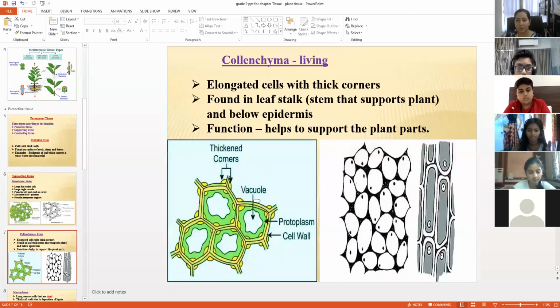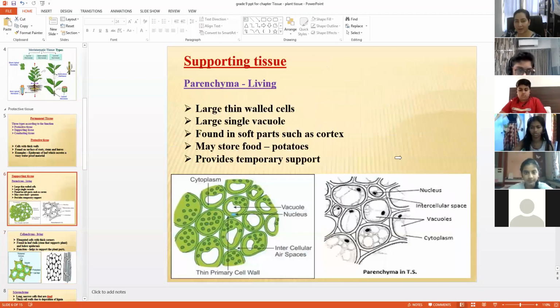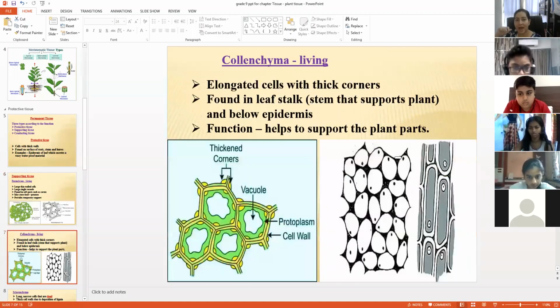Now we are going to come to collenchyma. Children, what is collenchyma? They are elongated cells with thick corners found in the leaf stalk. Now, what is a leaf stalk? It is a stem that supports the plant, and it is found also below the epidermis. The function is to help support the plant. Even collenchyma is living. So, out of parenchyma, collenchyma, and sclerenchyma, parenchyma and collenchyma are living. They are helping in the support.